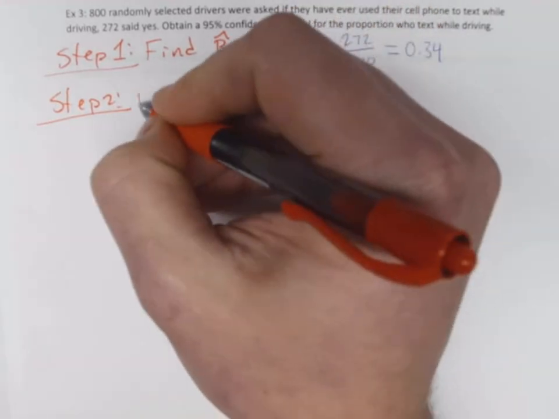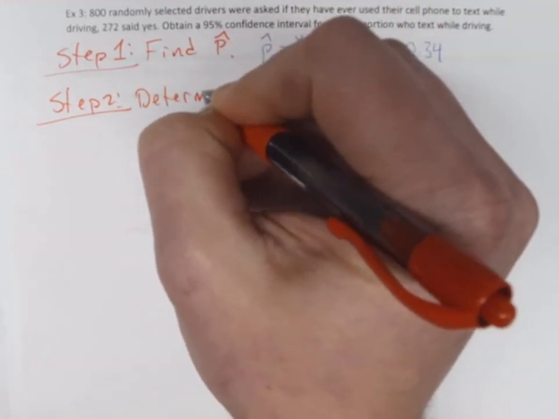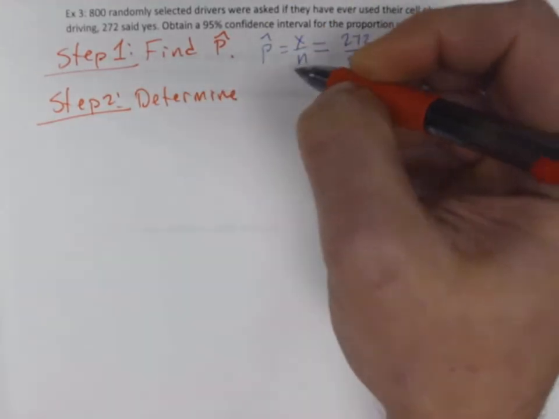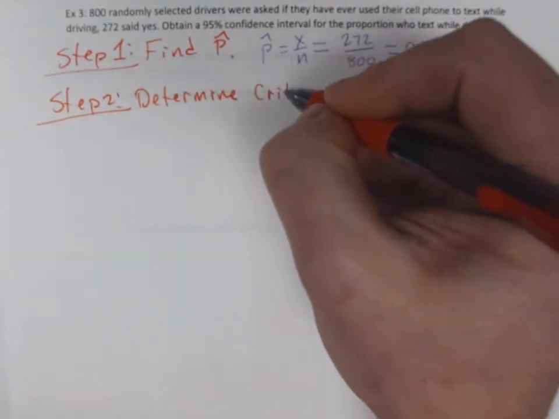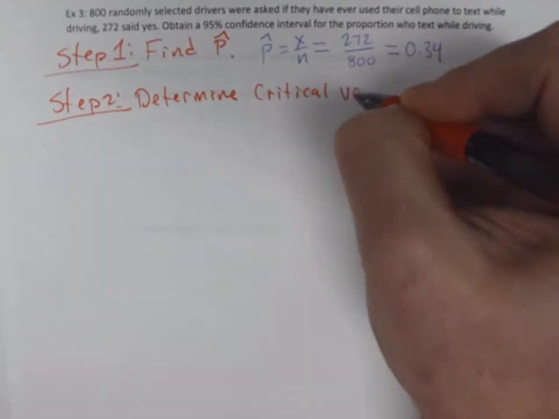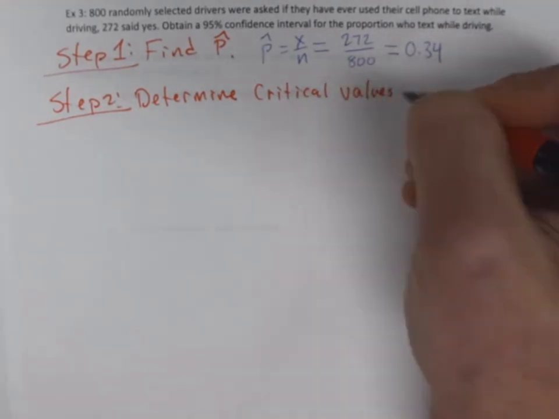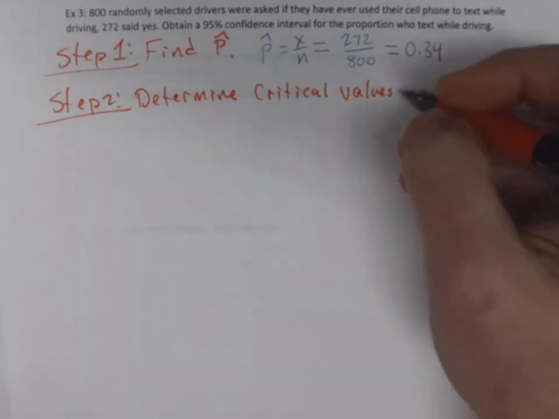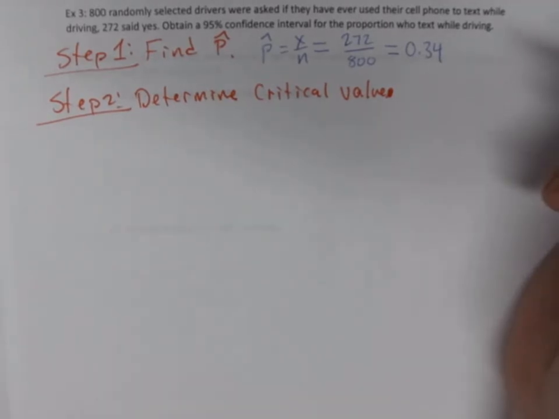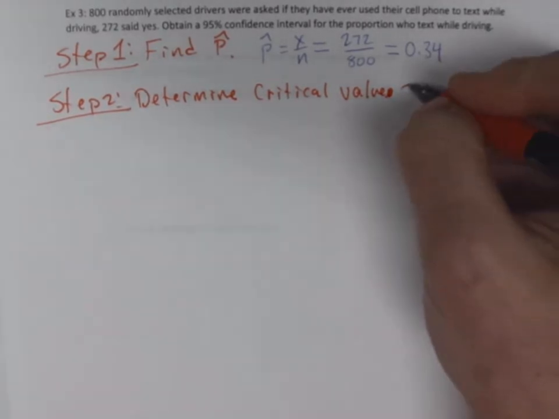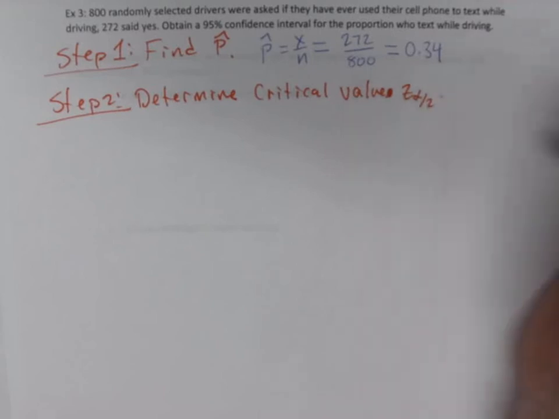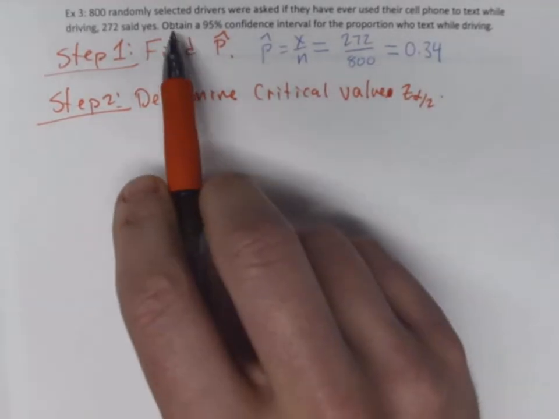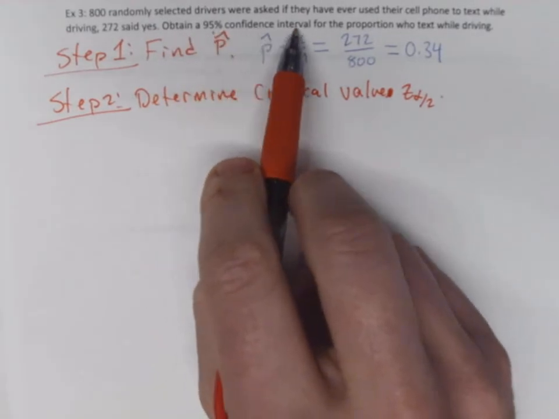So let's write that. Determine critical value, I should say, since we only care about the positive here. To determine the critical value of Z alpha over 2, we need to know our level of confidence. It says obtain a 95% confidence interval.